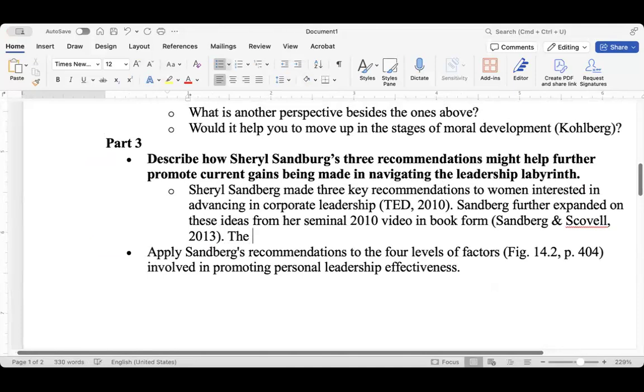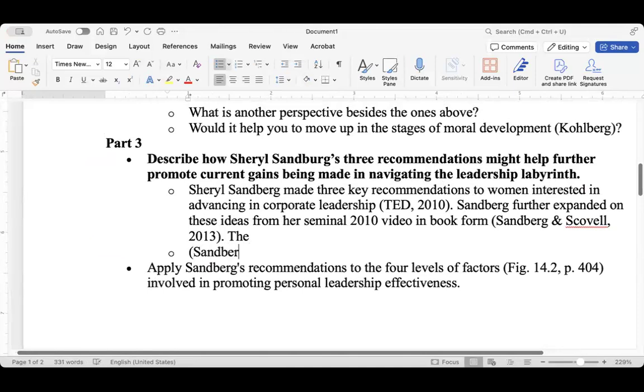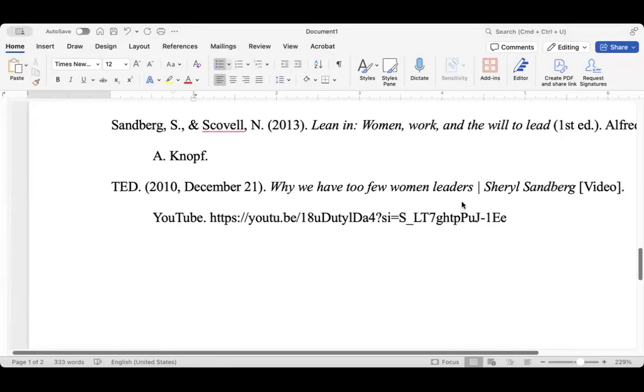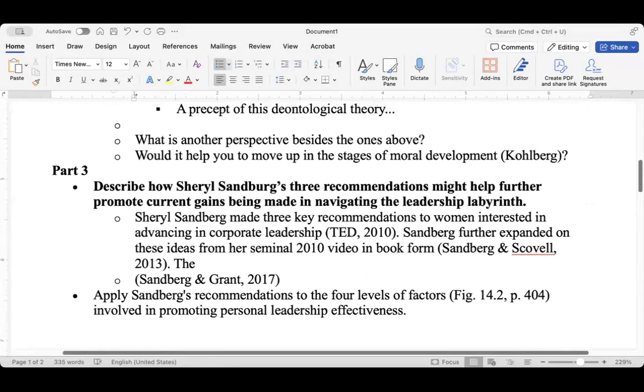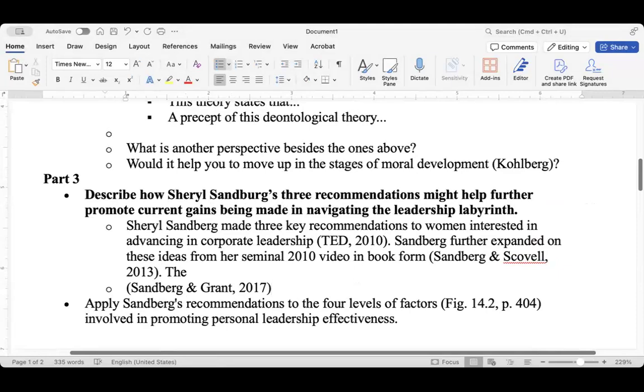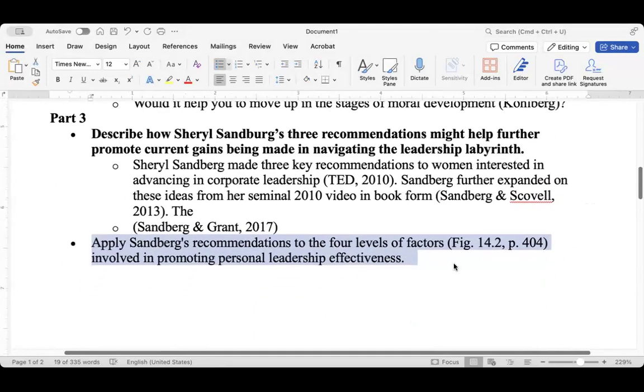And so whatever we're putting there, that's going to be Sandberg, ampersand, and then we have Grant, 2017. All right, so when you are applying this, now we're talking about multiple things being combined together. However you describe it, we just need to make sure that it is clear where the information is coming from. Now, I won't be writing this paper for you.